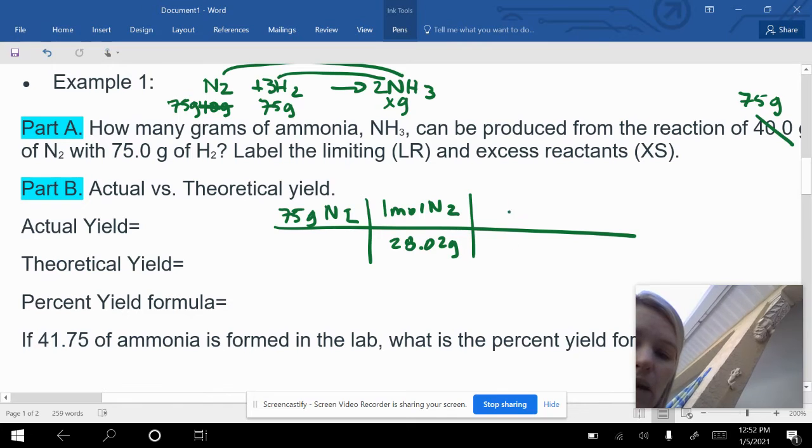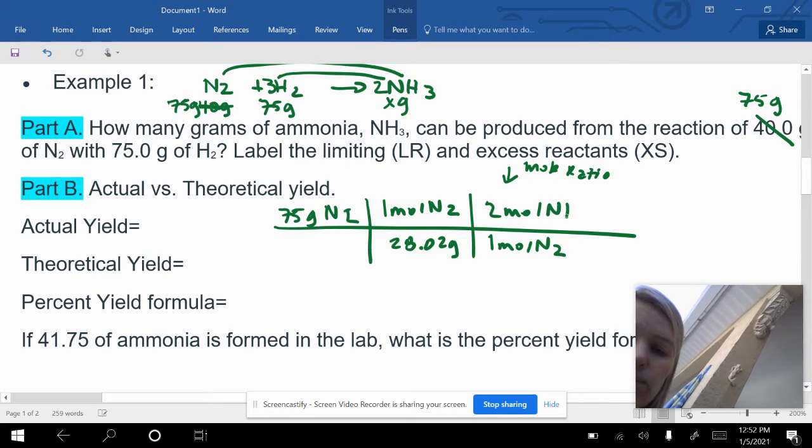Now, this next step is called our mole ratio. I'm going to put that here because we are comparing the nitrogen to the ammonia. So we have 1 mole of nitrogen in our reaction, and we have 2 moles of ammonia. And then it wants to know how many grams, right? So we have to continue on.